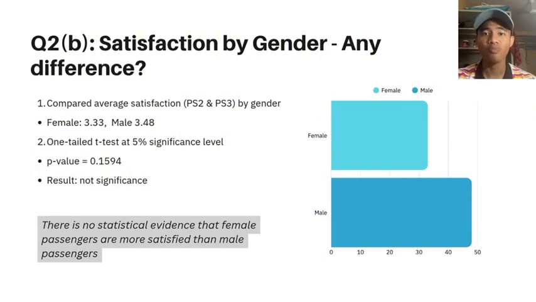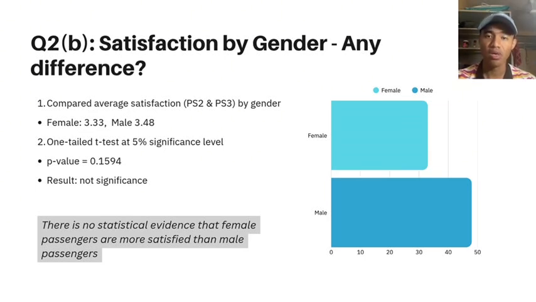Okay, so for the second part of question 2, the results show that female passengers had an average satisfaction score of 3.33, while male passengers had a slightly higher score of 3.48. While this might look like a small difference, we need to determine if it was statistically significant. So, we performed a one-tail independent t-test at the 5% significance level. The result gave us a p-value of 0.1594. Since this p-value is greater than 0.05, we failed to reject the null hypothesis. This means there is no strong statistical evidence that female passengers are more satisfied than male passengers. Even though male passengers had a slightly higher score, the difference is too small to be considered meaningful from a statistical perspective.